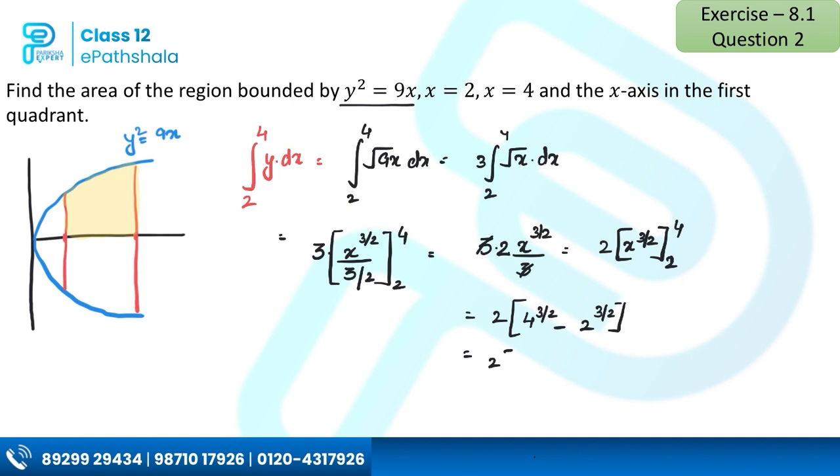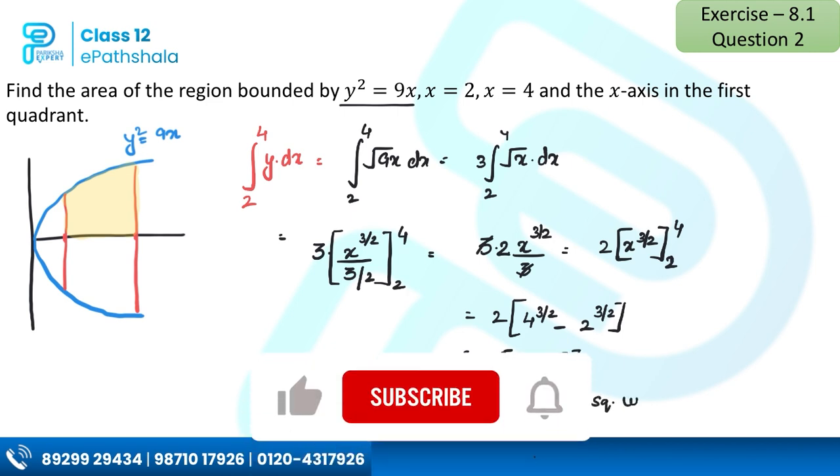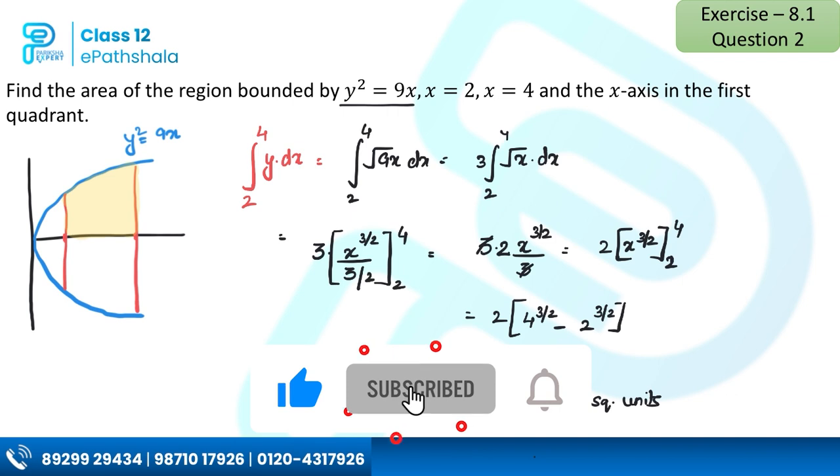4 to the power of 3 by 2 can be written as 4 cube, means 64, and the square root of 64 will make 8 here, minus 2 cube is 8 and the square root of 8 is, let us take root 8 only. Hence, what we get is 16 minus root 8 square units. I hope the question is clear.